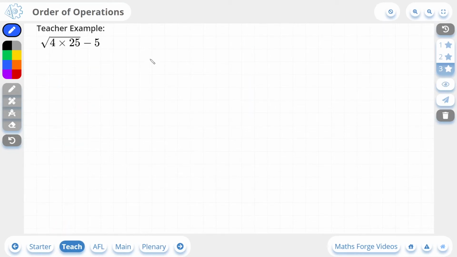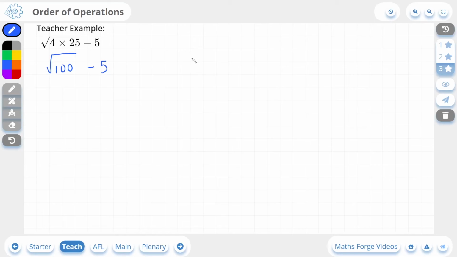For this 3-star example, BIDMAS doesn't work in the same way that you'd expect. We have a square root here, and it's covering 4 times 25. So the square root is actually covering this entire calculation within. And then we have a minus 5 on the outside. The best way to approach this is to simplify whatever you can inside of the square root first, and then apply the square root. So then we have 4 times 25, which is 100. And don't forget the square root is covering it all. And then we have minus 5 on the outside. And now, what do you do first? The square root of 100 or the minus 5?